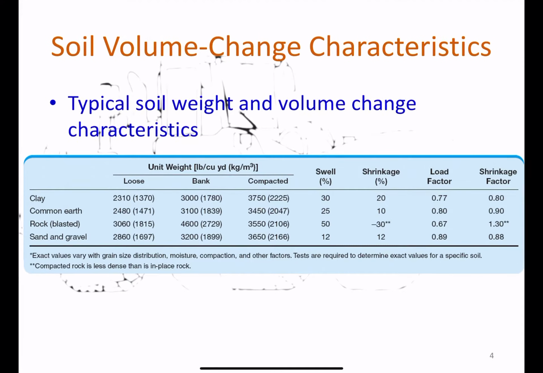And you can see the shrinkage factor at 1.3, because for the rock, regardless of how you blast it, how well you disturb the material, the volume of the compacted is never smaller than the natural volume of the rock. So for that reason, the shrinkage factor is greater than 1 for the rock. And if the problem doesn't give you any other information, they just give you the type of material, for example, clay, common earth, rock, or sand and gravel, you use this table to solve the problem.